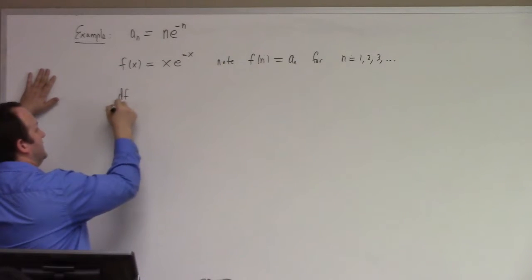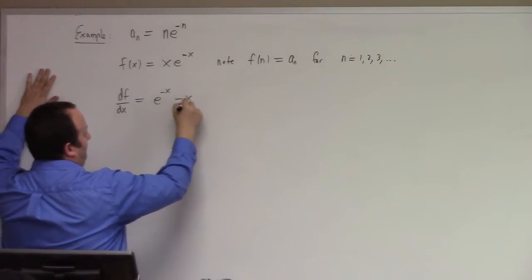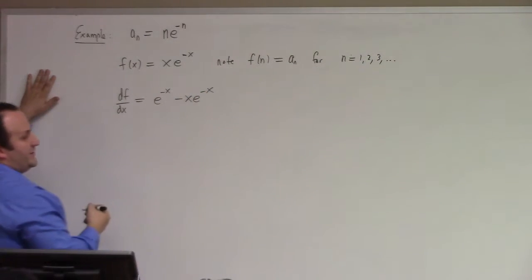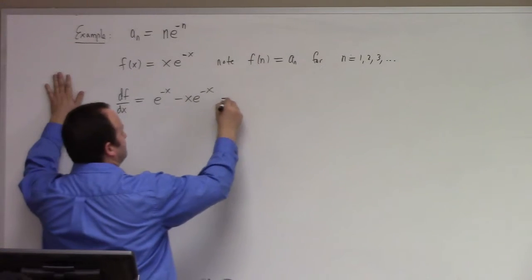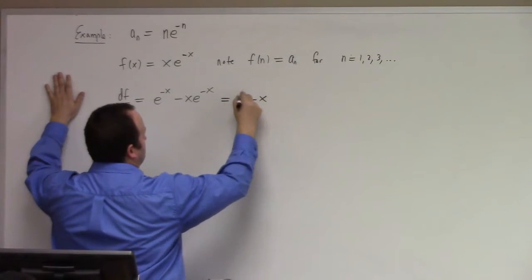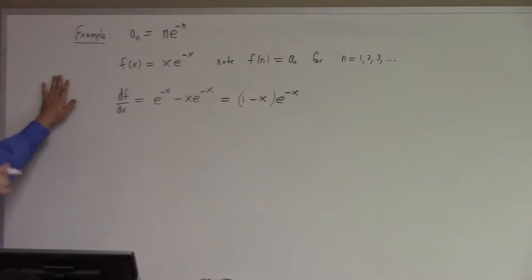Like df dx is what? Product rule, chain rule, and factor out e to the minus x. What do you got?